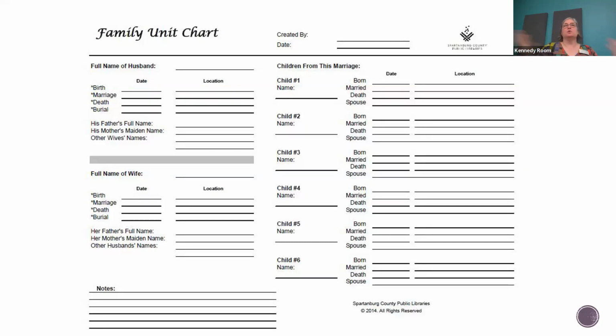Or if you know that there weren't any children for a particular relationship, you can just note it on the first chart and say no children of this relationship. You can note down military service, church membership, etc., as your kind of shorthand overview of what this family is.